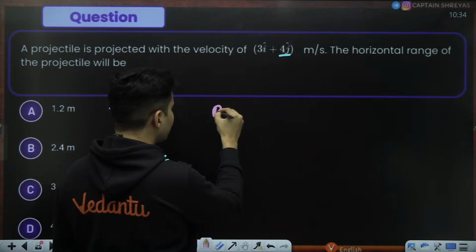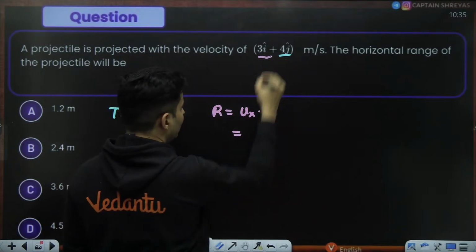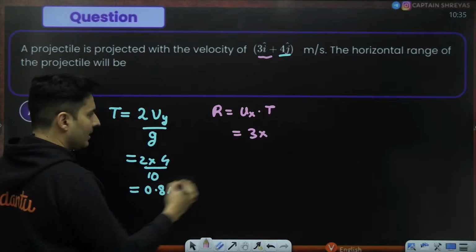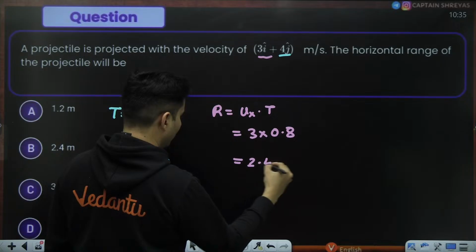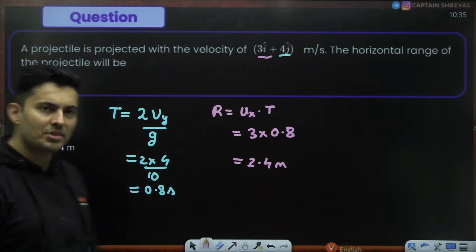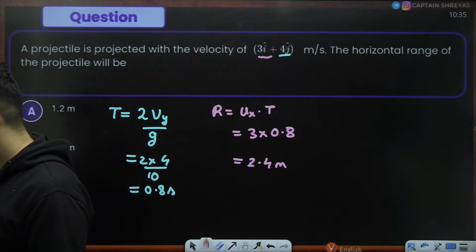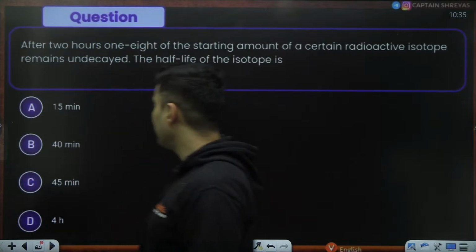Now the range is always the horizontal speed multiplied by the time. Horizontal speed is 3 and the time is 0.8. 8 3s are 24, so 2.4 meters. So 2.4 meters is option B. That is absolutely correct. These are standard kind of questions, my dear students. Okay, moving on to the next one.